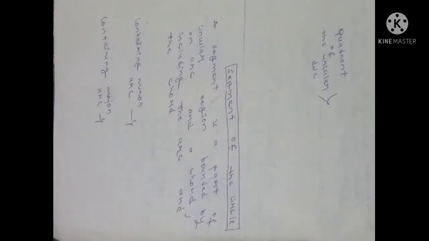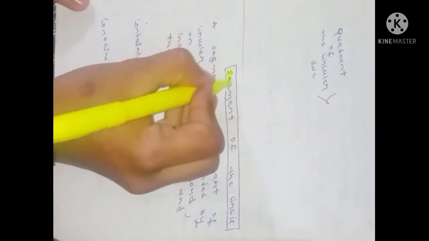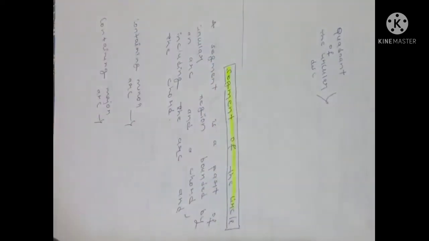Let us start with the definition of segment of the circle. What is segment of the circle? Let me highlight the heading. Let us read the definition. A segment is a part of circular region bounded by an arc and a chord, including the arc and the chord. So what is segment of the circle? Let me explain it diagrammatically.